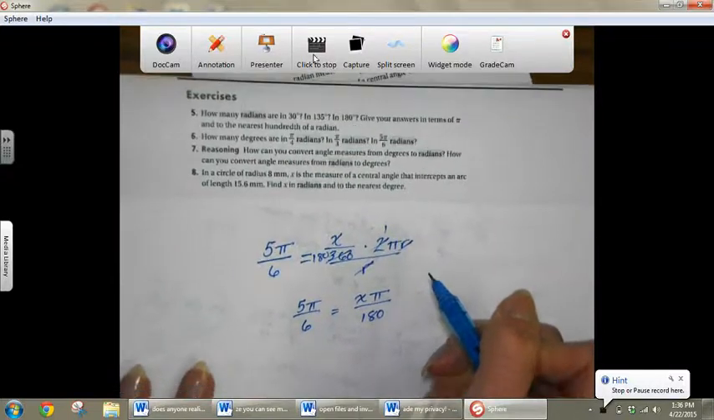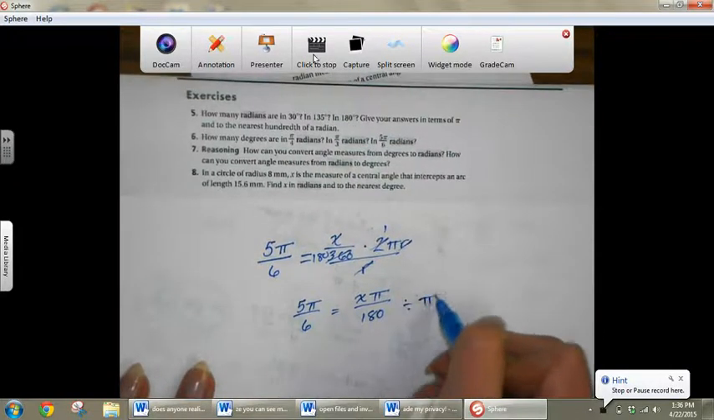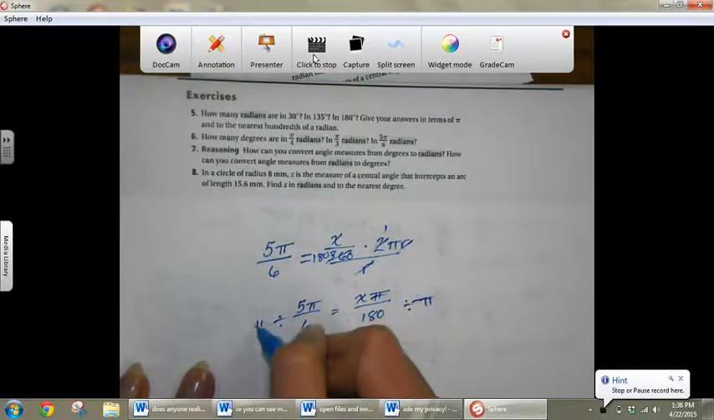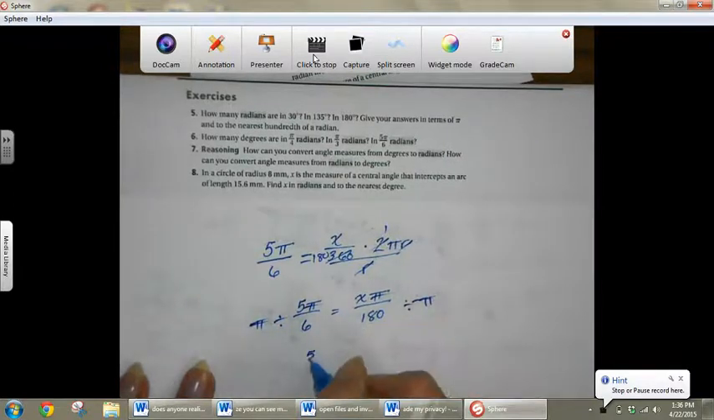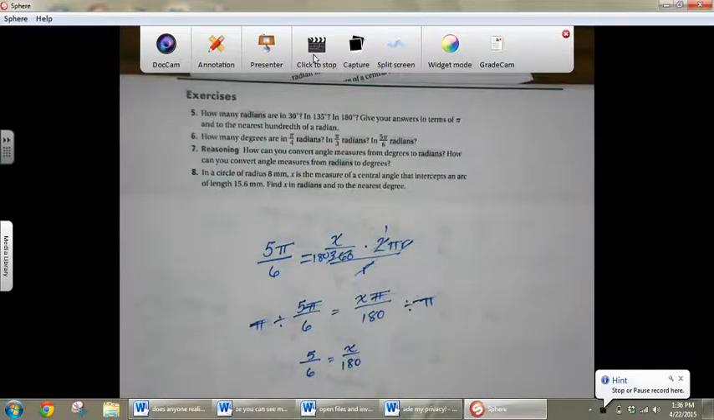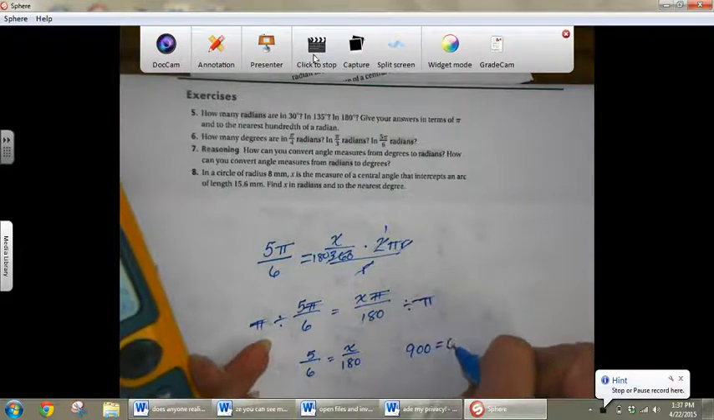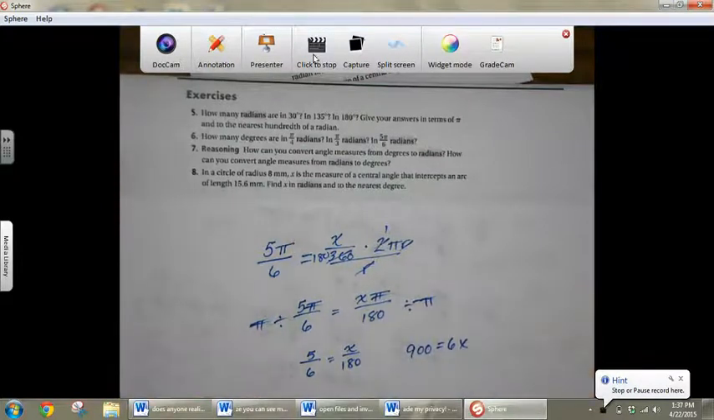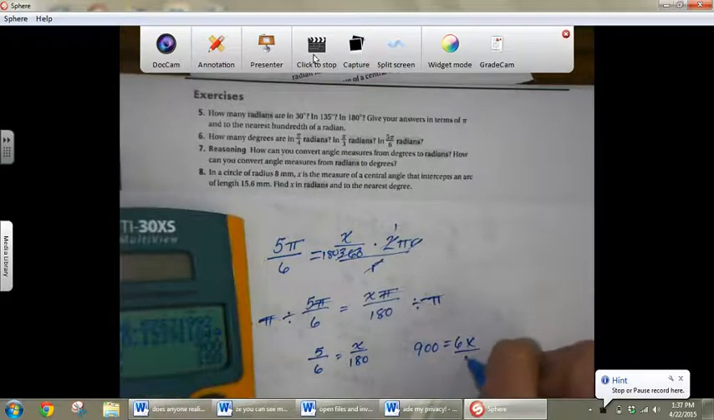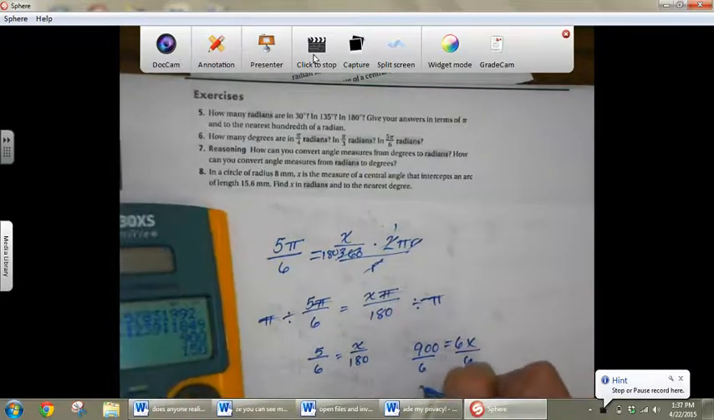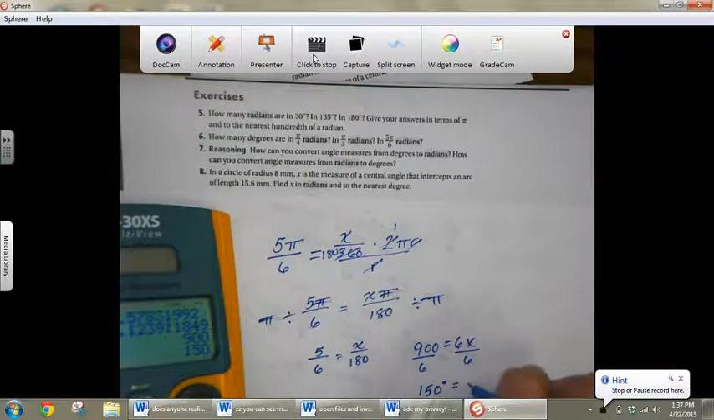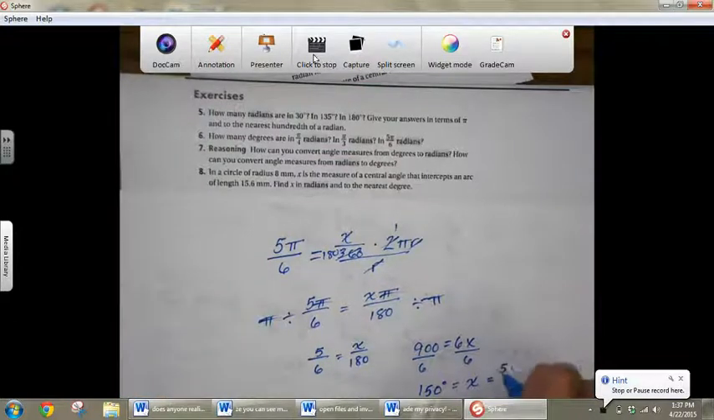Then I can divide both sides by pi. So I get 5 over 6 equals x over 180. I can cross multiply. This time when I cross multiply, I'm going to have to multiply 5 times 180. That gives me 900. And then I can divide both sides by 6. So I get 150 degrees for x, which is equal to 5 pi over 6 radians.